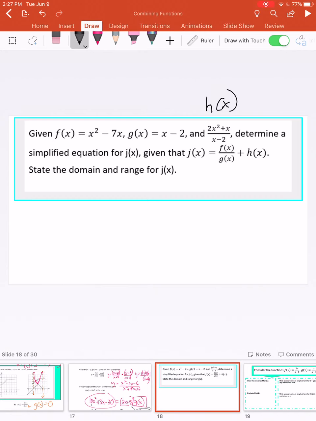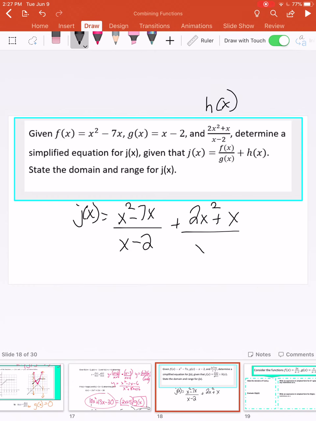So we have j of x equals f of x, which is x squared minus 7x, over g of x, which is x minus 2, plus h of x. So all I do is fill in those functions. Now I notice that these have the same denominators. That makes this question super easy. Because if you remember from rationals in 20-1, when we're adding rational functions, which these two are, and we have the same common denominator, really all we're doing is collecting like terms in our numerator.